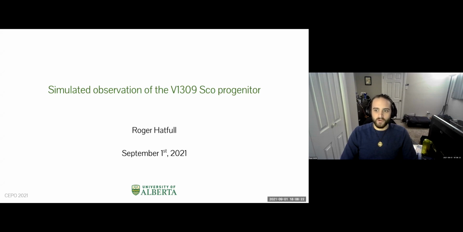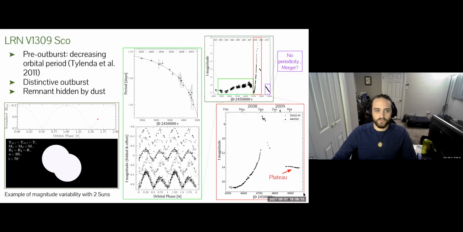Common envelope events are perhaps the most likely driving mechanism behind luminous red novae. Some of the best evidence that we have for this is the system V1309 Sco, which erupted in 2008 and showed binary variability in the light curve prior to the outburst. I show on the left a simple animation of two rotating circles to give the idea of how that binary can be seen. The light curve has the characteristic plateau shape of luminous red novae, and the remnant still remains hidden by dust.